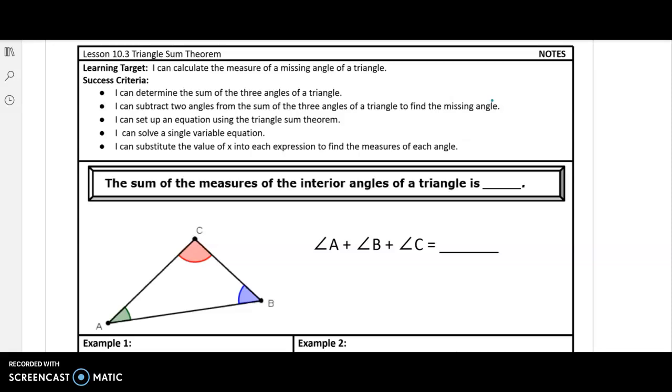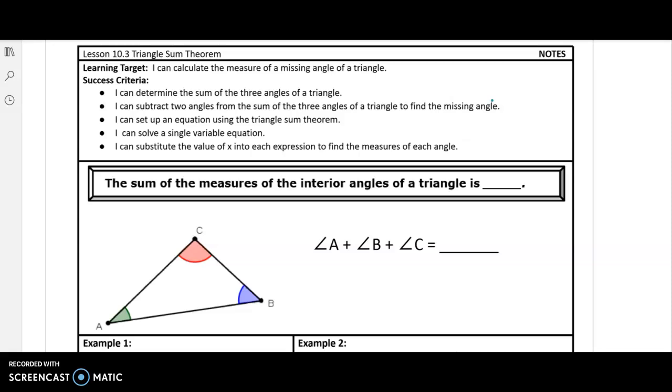Well, we did learn the Pythagorean theorem last week, which was how to find a missing side, only of a right triangle though. Today, we're going to learn a theorem that has to do with all triangles. It applies to every single triangle you'll ever know. Okay, so let's go ahead and look at what the triangle sum theorem states.